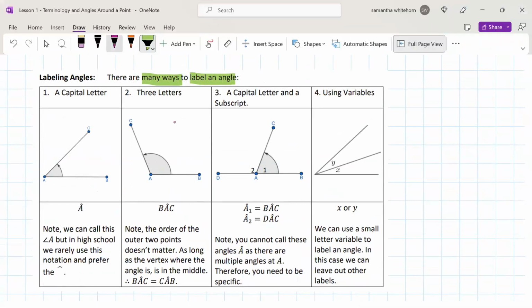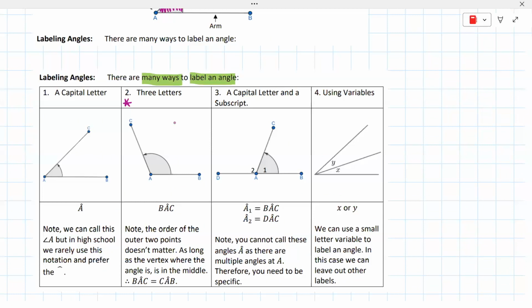For the most part, grade 8s, the way that you will need to be comfortable labeling angles is number 2, and generally number 3, especially in grade 8 and grade 9. But that doesn't mean to say that we can't use the other forms.